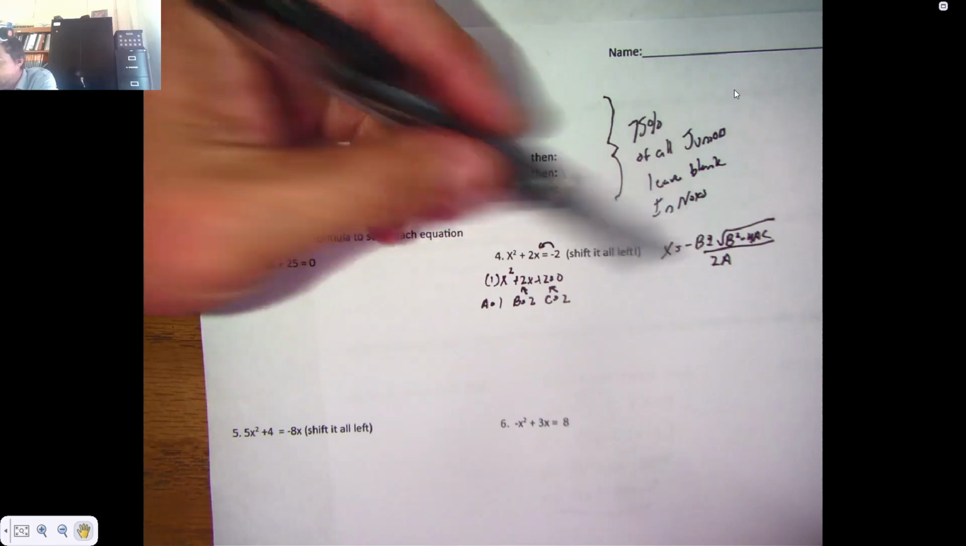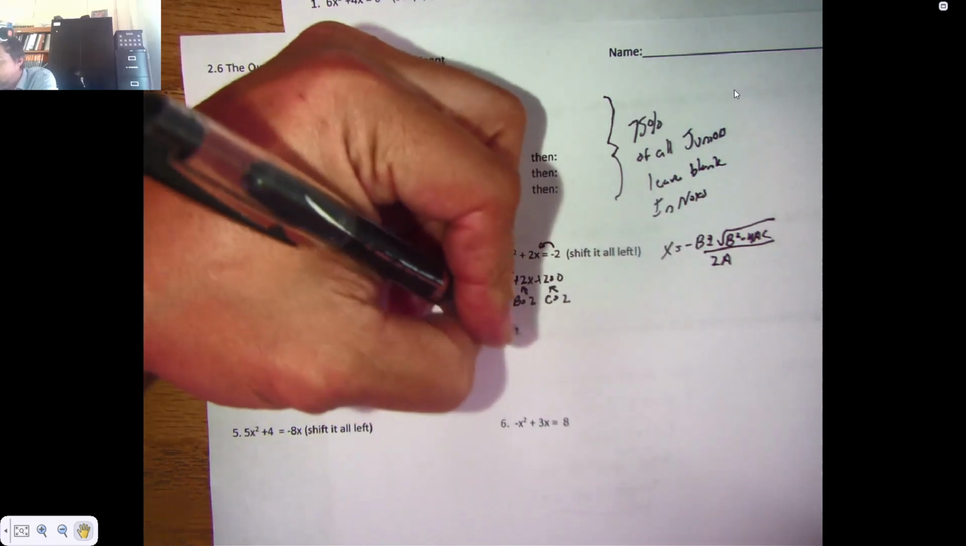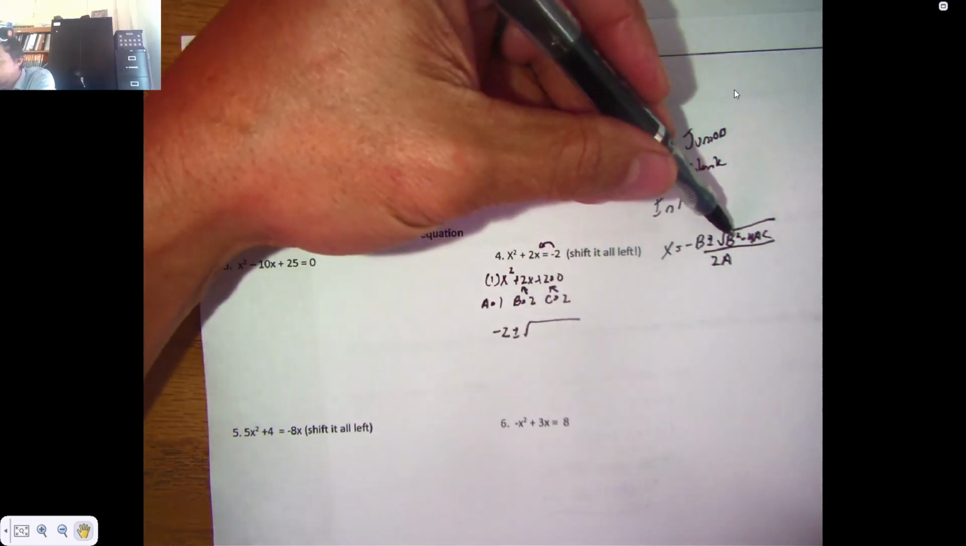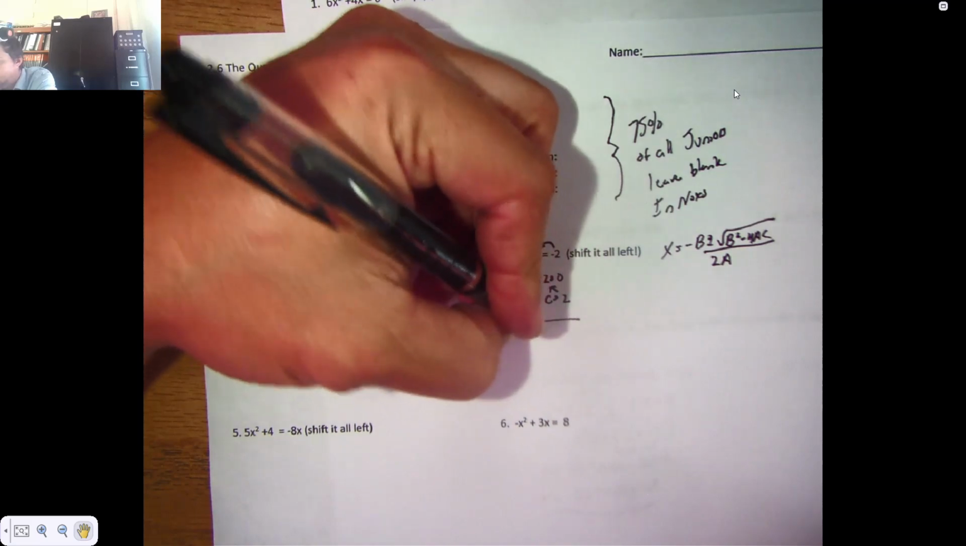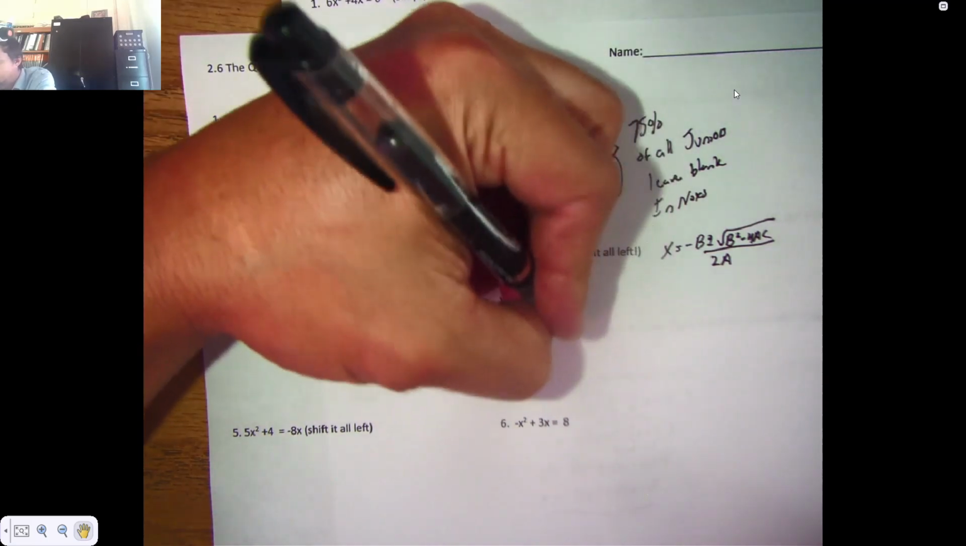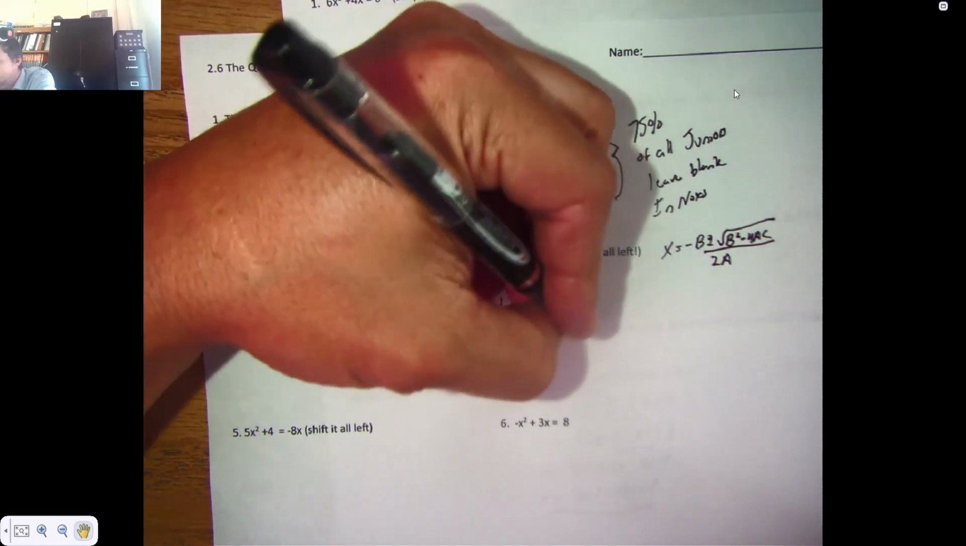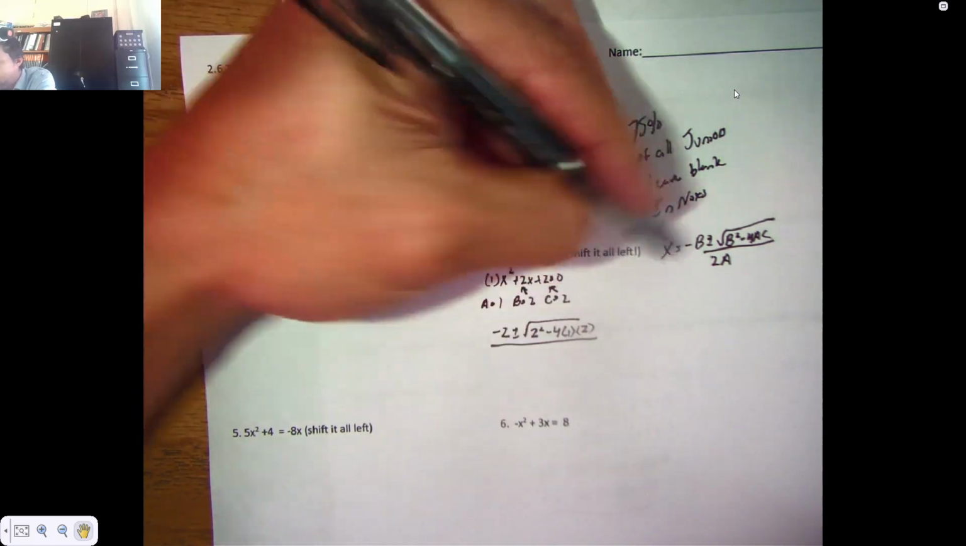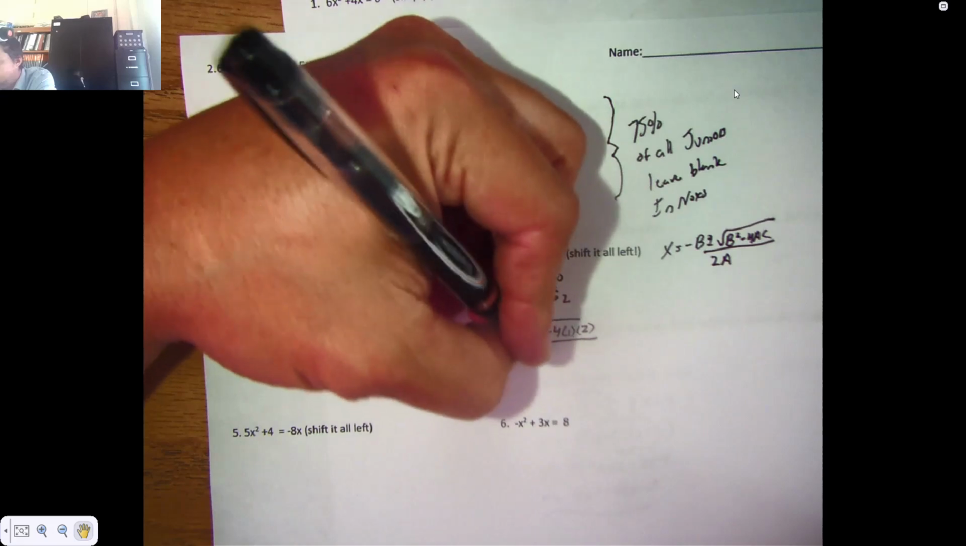Opposite of a positive 2 is a negative 2. Plus or minus square root. Here I'm supposed to square b. 2 squared minus 4 times a, which is 1, times c, which is 2. And it's all sitting pretty over twice a, so twice a 1.